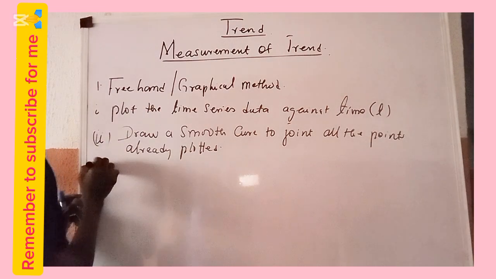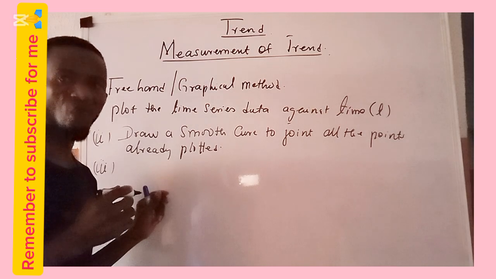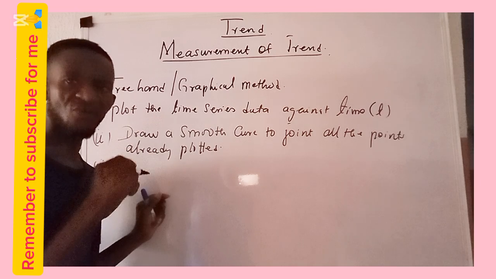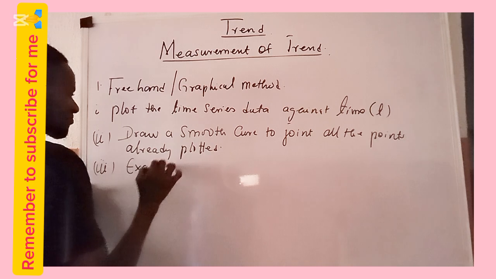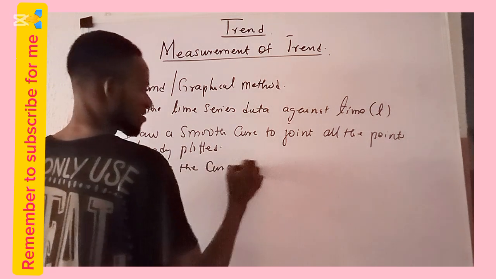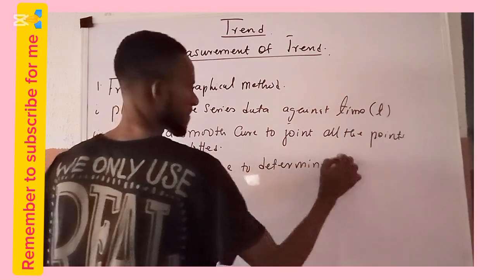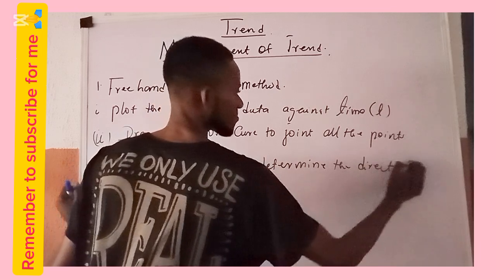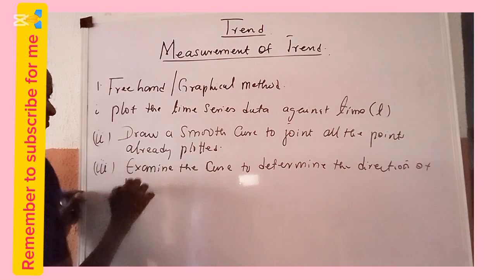The third stage, which is III, says examine the curve to be able to determine the direction of the trend. Examine the curve to determine the direction of the trend.